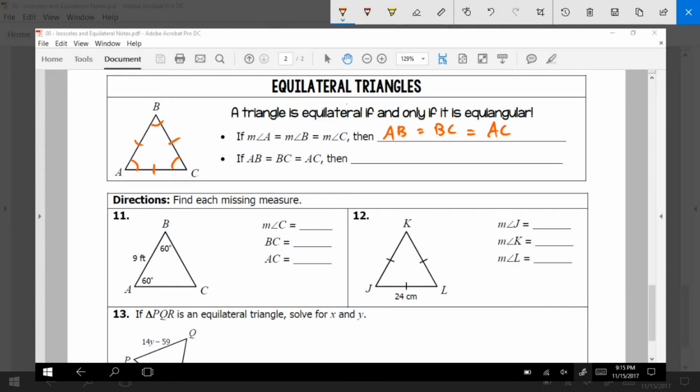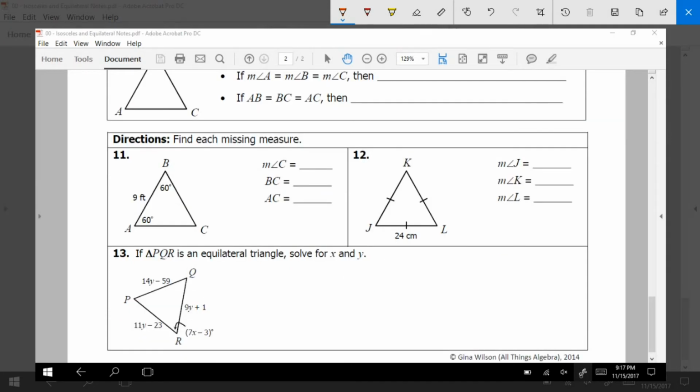So then also, if AB equals BC equals AC, so if the three sides are all the same, then what are we going to say about the measures of the angles? Then the measure of angle A equals the measure of angle B equals the measure of angle C. All right, so let's do some examples with the equilateral triangles. Remember, on equilateral triangles, all the sides and all the angles got to be the same. They're equiangular and equilateral.